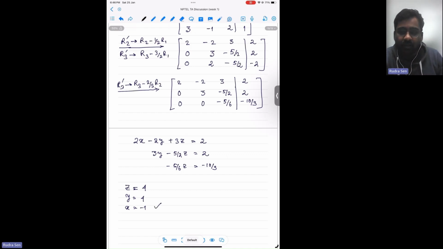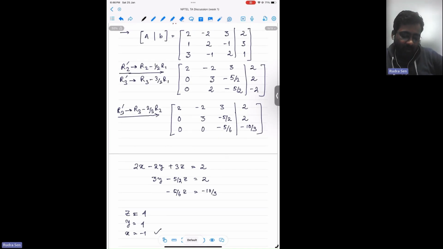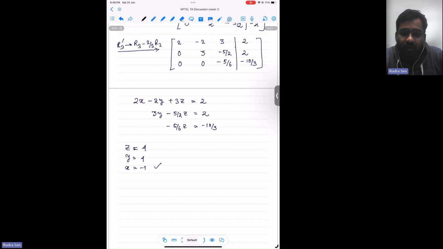So as you can see, after having this row echelon format, it is easier for us to find the solution of this equation using the back substitution method, right? So that's why this echelon form is required.